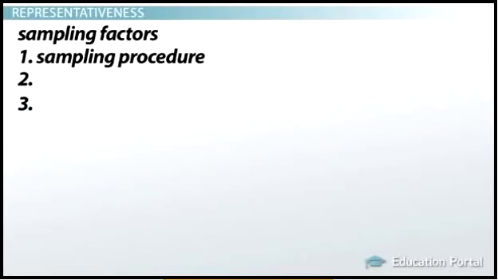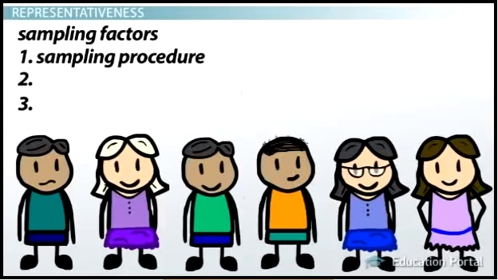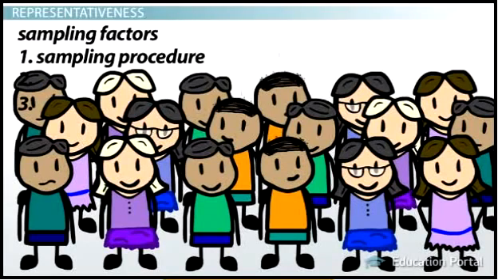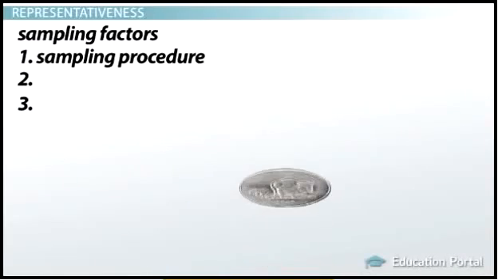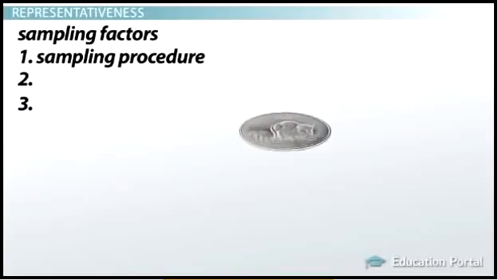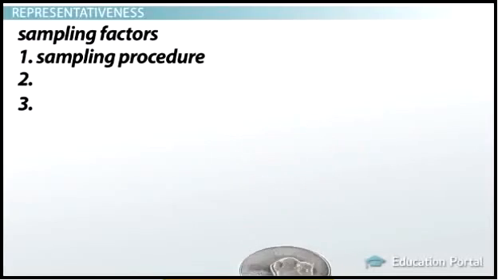Number 1, sampling procedure. There are many different ways to choose a sample, and some are better than others. If Matt purposely chooses only the smartest kids in the school, his sample will not represent the population. But if he chooses kids by flipping a coin, he's more likely to get a representative sample.